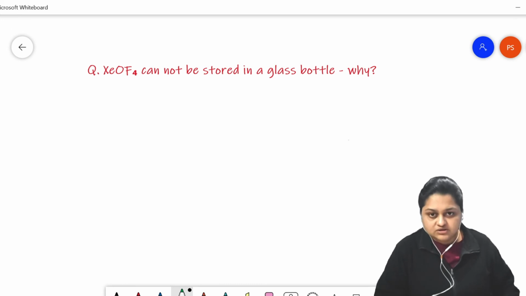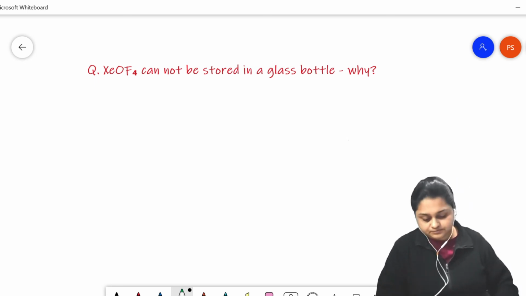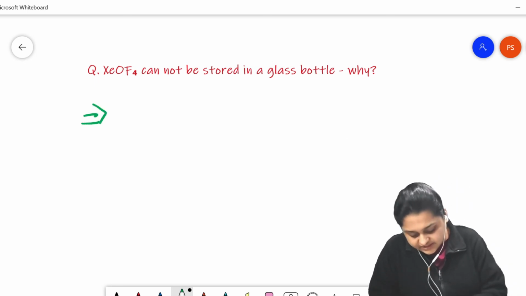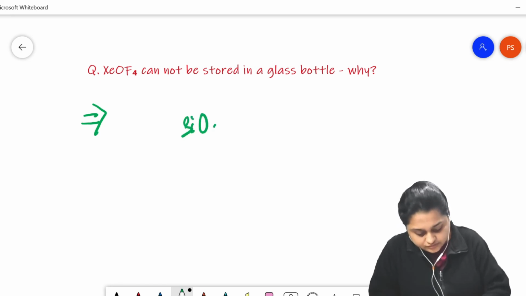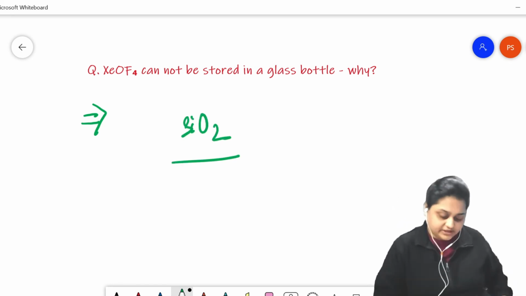XeOF4 is another molecule of xenon. It cannot be stored in a glass bottle. Why? Now, glass is nothing but SiO2. Glass is nothing but SiO2.